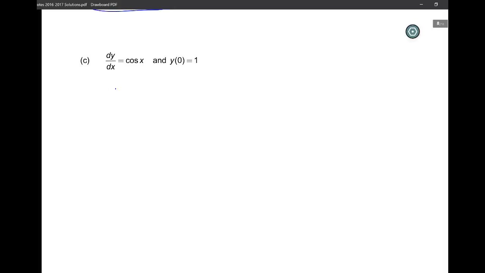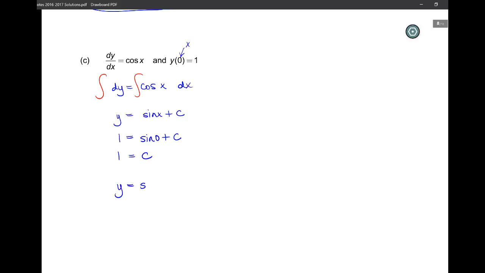All right, dy equals cosine x dx, integrate, we get y equals, it is going to be sine of x plus c. So this is just a slightly different notation. We got x is 0, y is 1, sine of 0 is 0, so c equals 1. So y equals sine x plus 1.